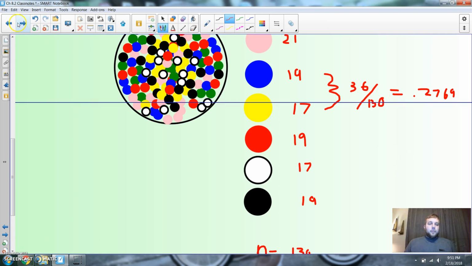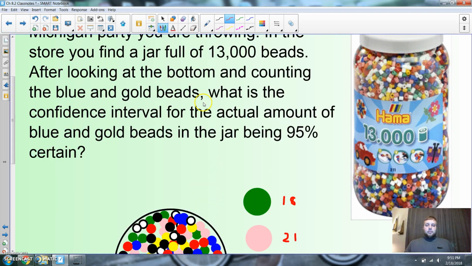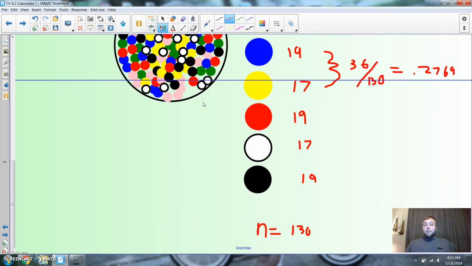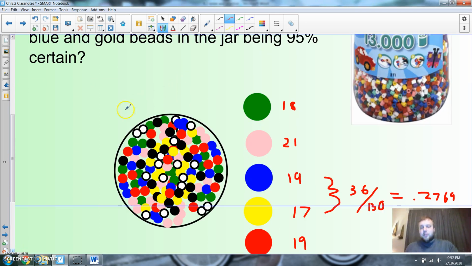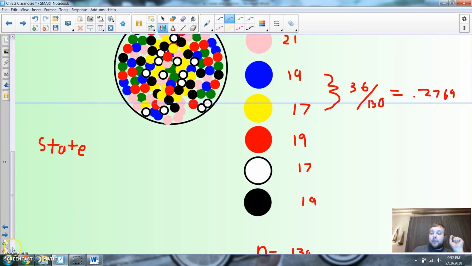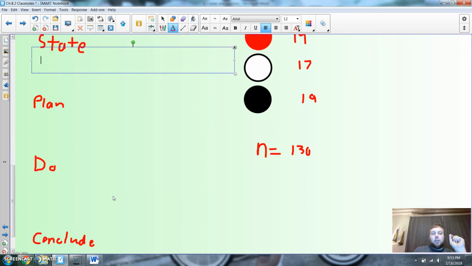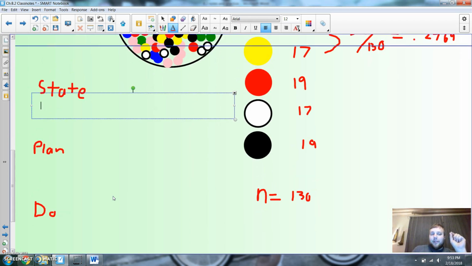All right, let's turn to the next page. Let's see what we actually got to do with this problem. Okay, well, I'm assuming we're going to do the 4-step process. So let me look at the notes quick. Yeah, that's what I thought. Our notes say the 4-step process we're going to learn is called state, plan, do, conclude. From now on, when you do an inference problem, you're going to have to remember all of these. I'm going to write these out because we're going to run out of time if I don't. We're going to have to fill out each one of these.